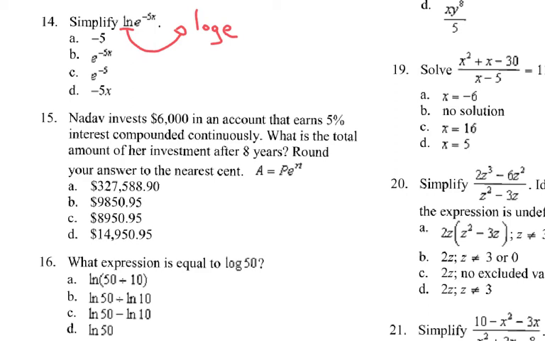If we keep what we have already, which is the e, and we have the negative 5x power, when you have logarithms with the same base, so the bases are equal, you can cancel. Once you cancel, you just keep the exponent. And the exponent is negative 5x. So the answer is D.